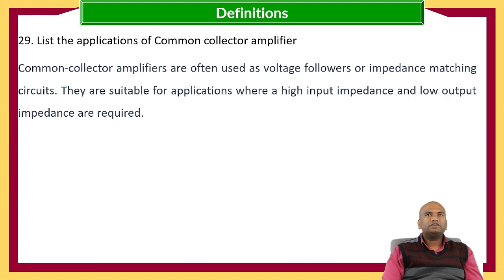List the applications of common collector amplifier. Here the common collector amplifiers are used as voltage followers or impedance matching circuits, and they are suitable for applications where a high input impedance and low output impedance are required.